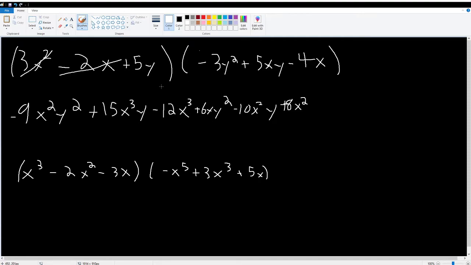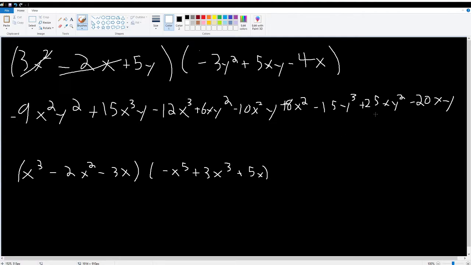Next, you have to work with 5y. So 5y times negative 3y squared is negative 15y cubed, okay? 5y times 5xy is positive 25x y squared. Last but not least, 5y times negative 4x is negative 20xy. All right, so we finished it. Let's see if we can simplify.